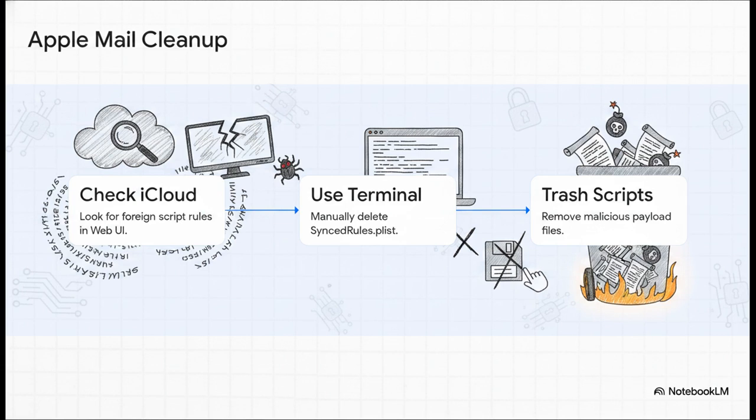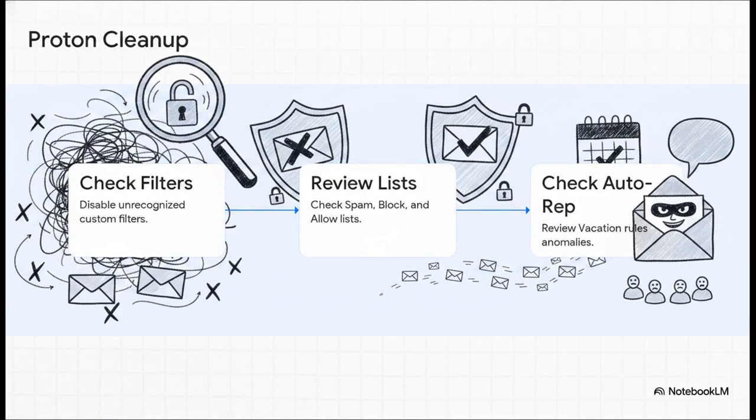Finally, you have to meticulously comb through the application scripts folder and permanently trash any unrecognized Apple script or shell payloads the attacker might have left behind. For Proton Mail, the cleanup requires navigating the actual web application settings, mostly because mobile apps might not display the full Sieve code. First, you need to disable any unrecognized custom filters.